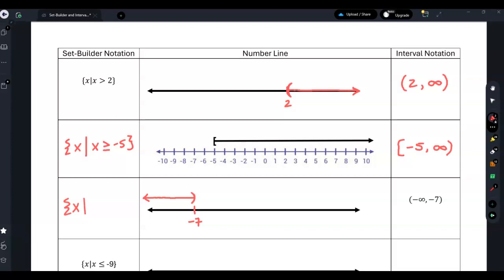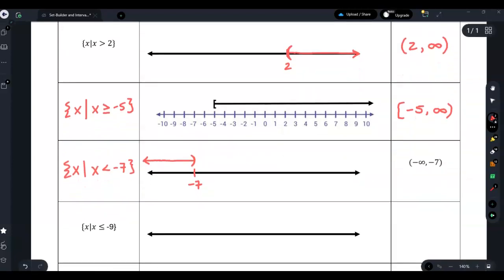I'm including -7.00000000001. I'm including -8. I'm including -7.2, right? But I'm not including -7 itself. So I would say that x is less than -7. So it does not have the or equal to on that one.